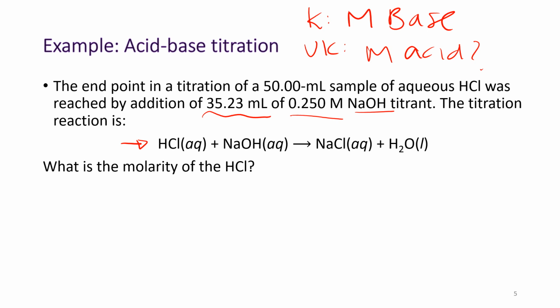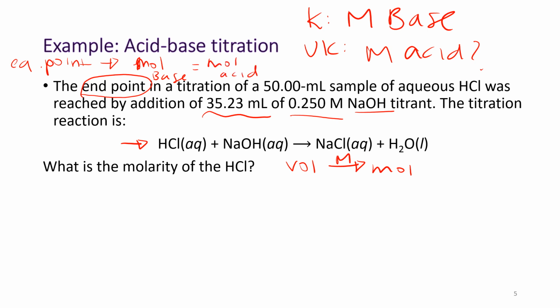Remember our mole map: from volume, we can get to moles using a molarity, right? So our first job is to determine how many moles of NaOH we have. And remember, you stop adding base whenever the indicator turns pink. The endpoint will occur when you have an equal amount of moles of acid and base. So the equivalence point, or endpoint, will happen when moles of base equal moles of acid.